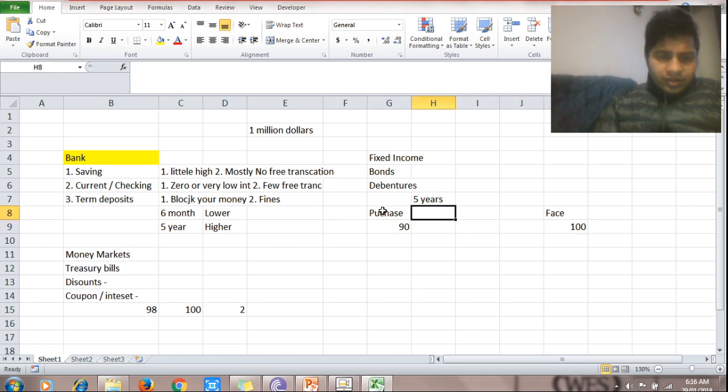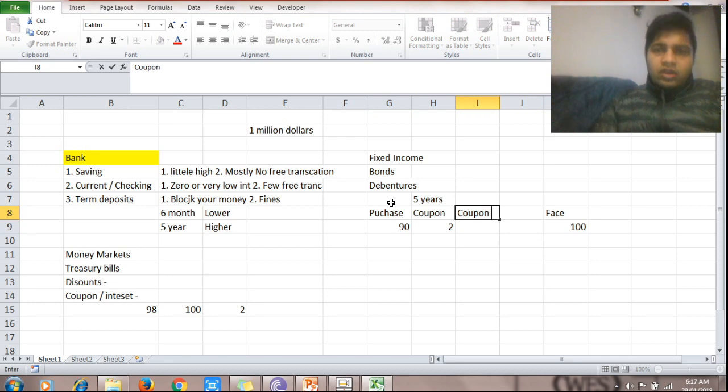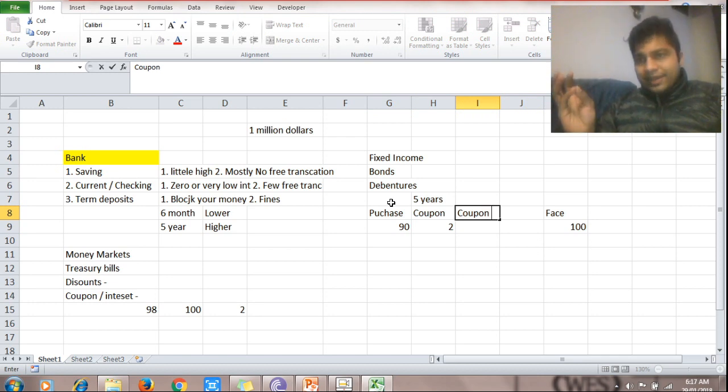In the interim, it will also pay you interest like it does on a term deposit. So it will pay you interest called coupons. Let's say $2 is the coupon rate. Now coupons can be monthly, half yearly, or yearly, or whatever term the borrower decides, but generally coupons are half yearly. So the most common type of coupon payment is a half yearly coupon payment.